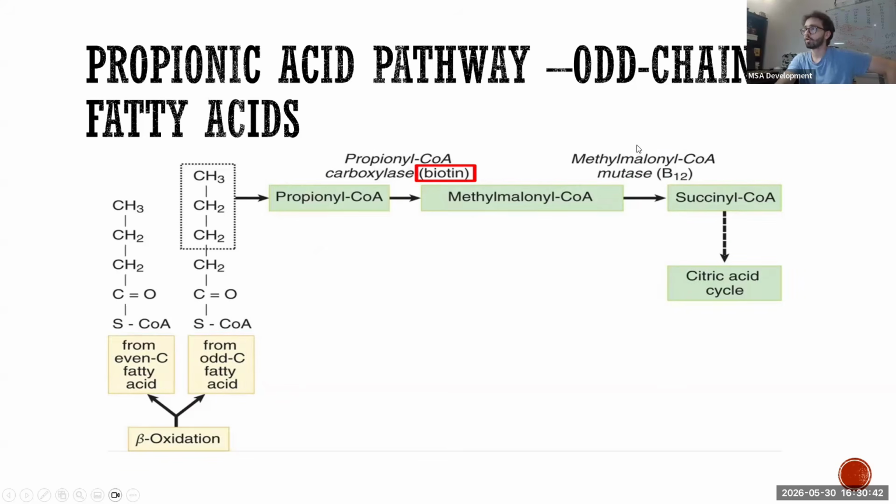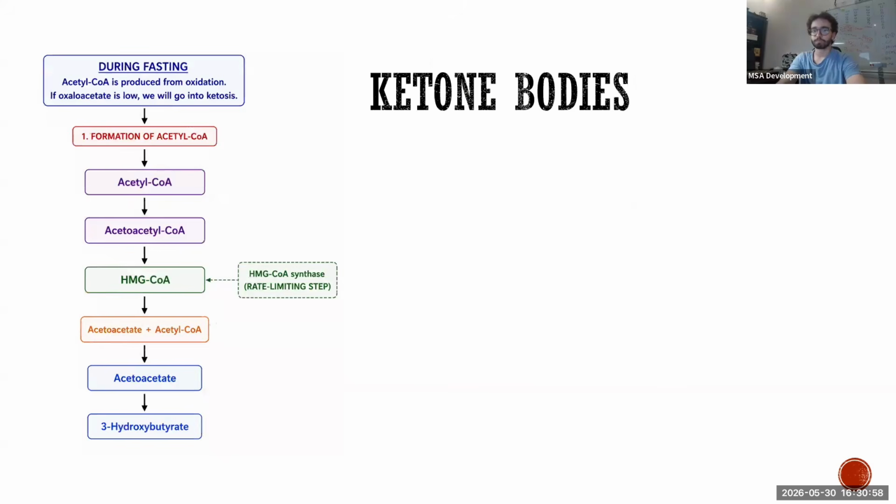However, if we have methylmalonyl-CoA mutase deficiency or a B12 deficiency, we can't make succinyl-CoA, so methylmalonyl-CoA will accumulate. Okay? And succinyl-CoA, you guys know, is in the citric acid cycle. So that's what I want you to know about how odd-chain fatty acids are broken down and metabolized.